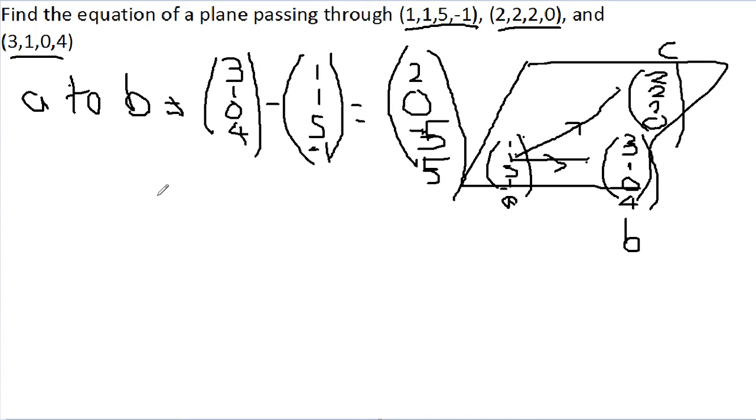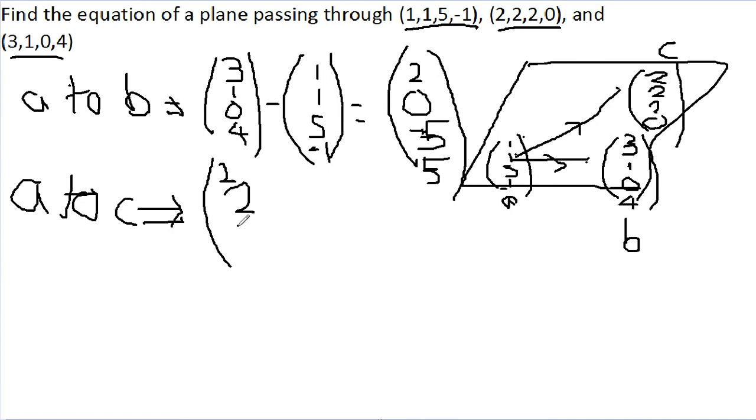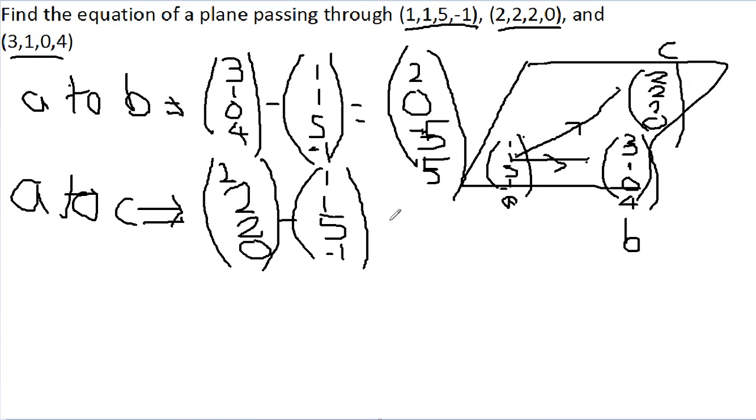And now, from A to C, the terminal point is (2, 2, 2, 0), and the initial point will still be the same. So hence, we do this. You get 2 minus 1 is 1, 2 minus 1 is 1, 2 minus 5 is minus 3, 0 minus 1 will give me 1. So hence, we have two component vectors.